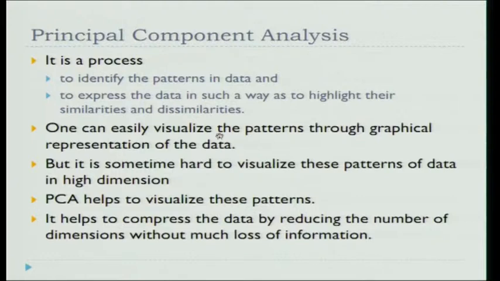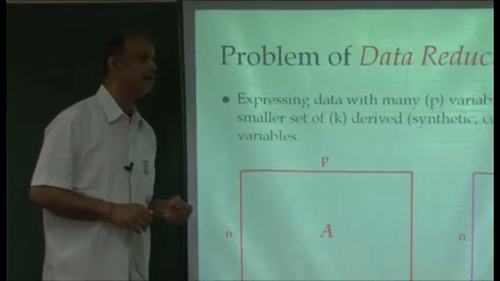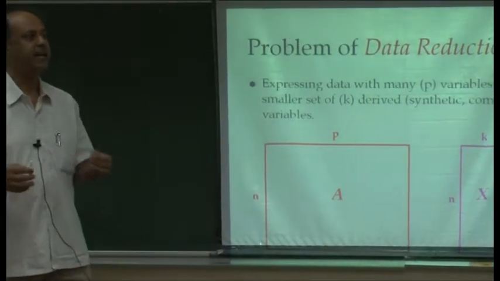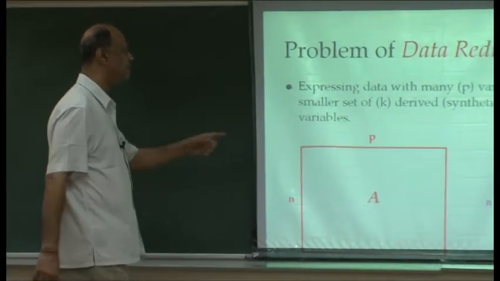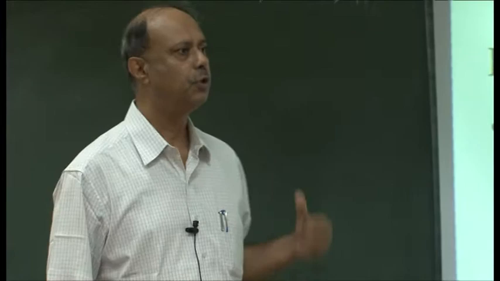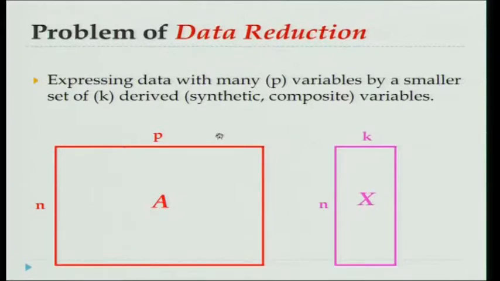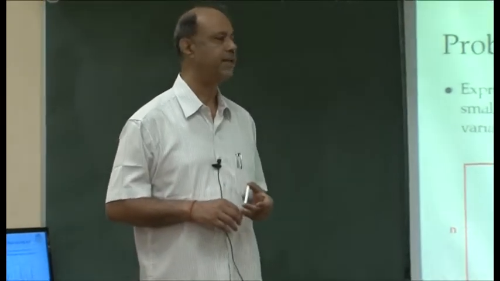So suppose I have data of n elements, each element containing p variables. P variables means p characteristics, p dimensions. So you have p dimensions and you have n observations. This is your data set. Now through PCA you can reduce the data set into n cross k, where k contains the topmost patterns having the larger variance or variability.